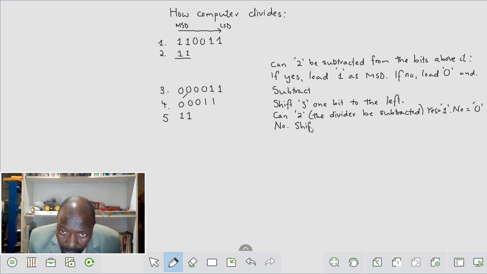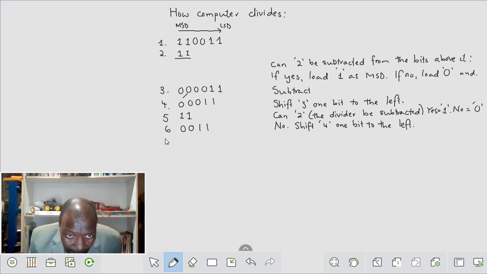Shift again. Now we're shifting 4, the contents of 4, 1 bit to the left. So what happens is that with step 6 here, number 4 shifts 1 bit to the left, so that one is lost. We are left with 0, 0. This 0 comes there, that 0 becomes the second digit. This MSD is lost, that 0 becomes the MSD, that becomes the second, that one becomes the third bit, and that one becomes the fourth.